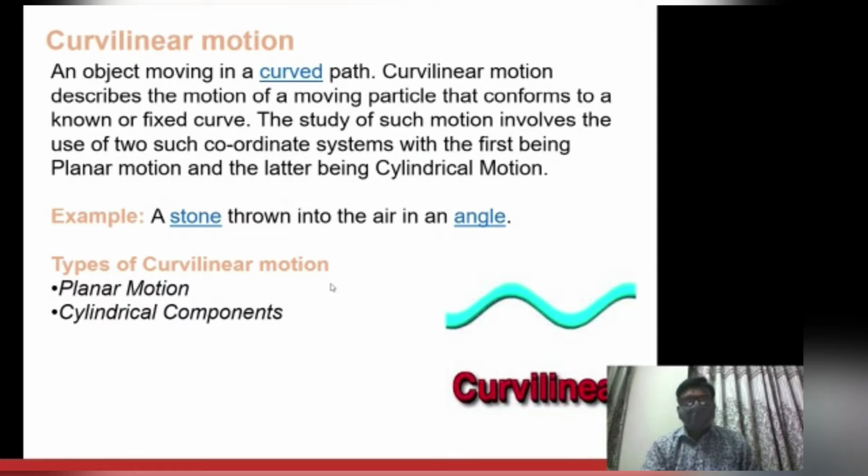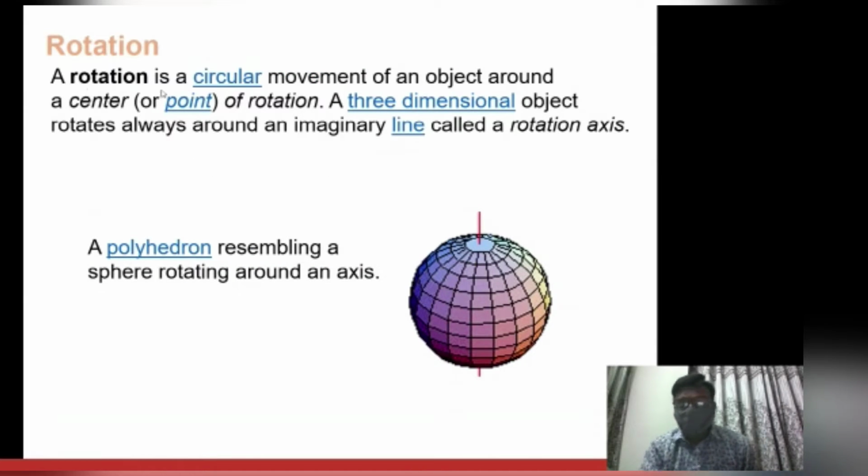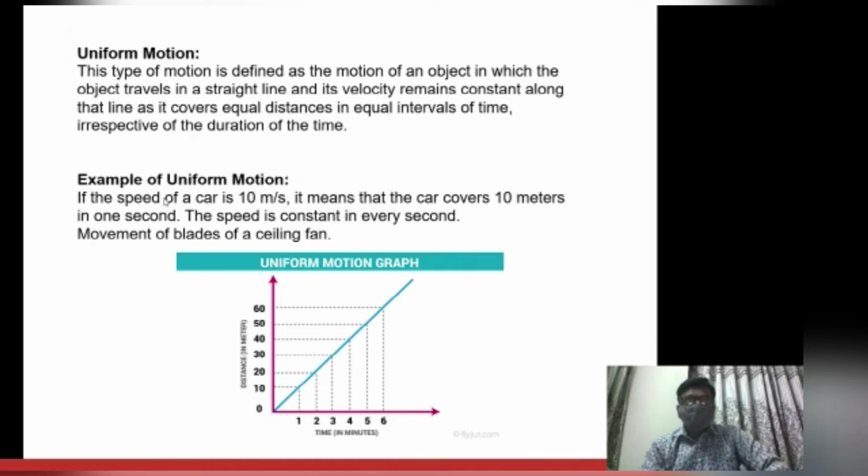Curvilinear motion, when an object moves in a curved path, is called curvilinear motion. For example, a stone thrown into the air at an angle. Rotation, a rotation is a circular movement of an object around a center or a point of rotation. See, this is a three-dimensional object rotating about an imaginary line.